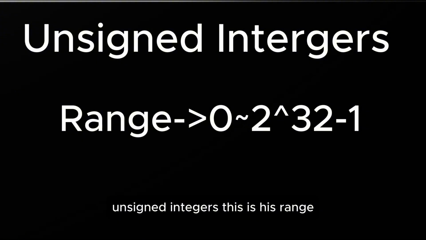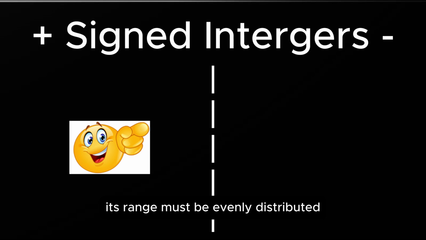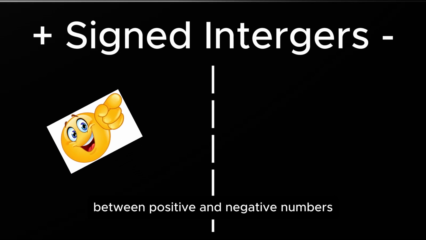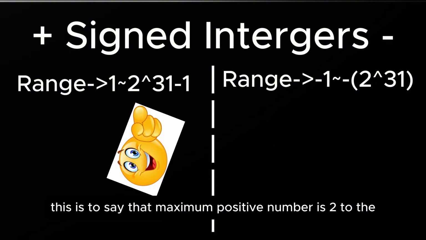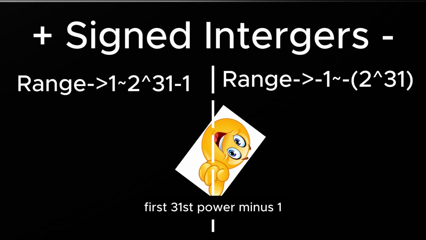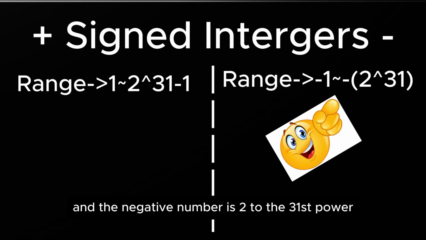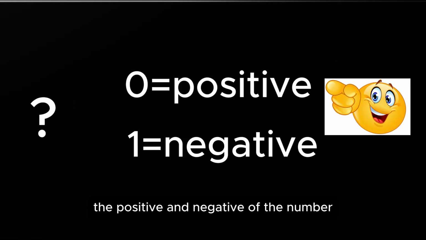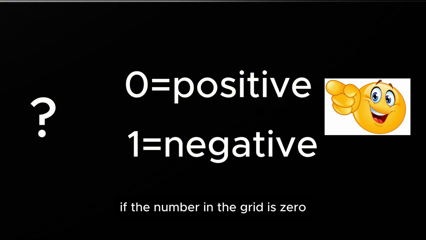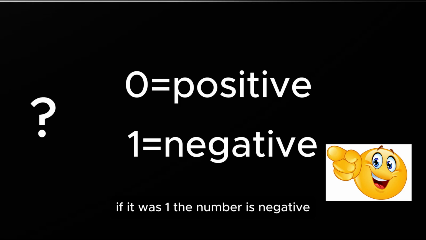Under unsigned integers, this is its range. But if it was signed integers, its range must be evenly distributed between positive and negative numbers. This is to say that the maximum positive number is 2 to the 31st power minus 1, and the negative number is negative 2 to the 31st power. You will find that the bit in the 32nd grid seems to be forgotten. This is because it is used to indicate the positive or negative of the number. If the number in this grid is 0, the number is positive. If it is 1, the number is negative.